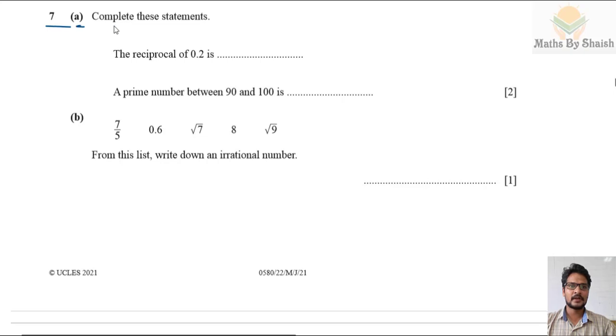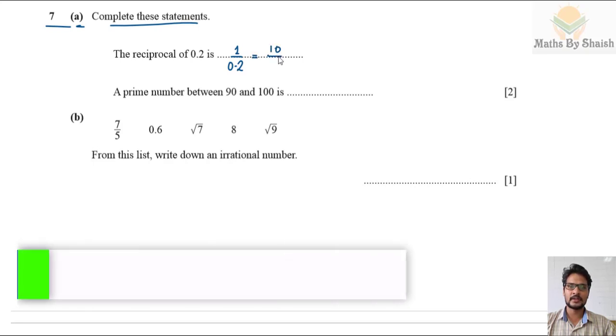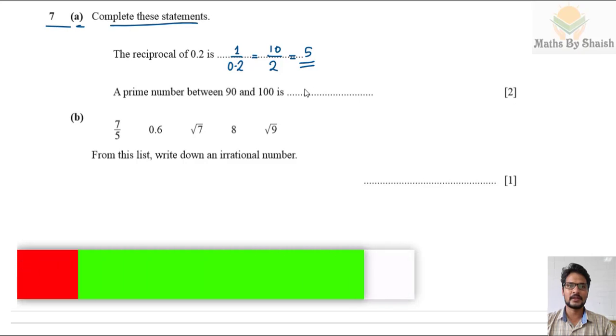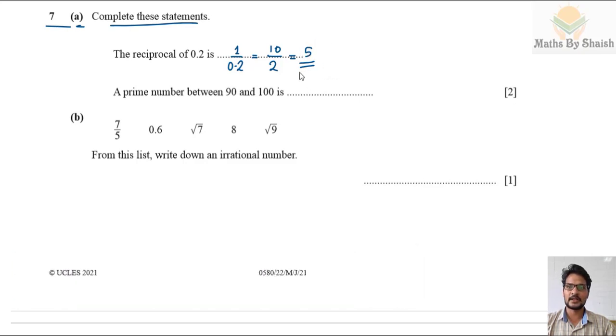7th, A part, complete these statements. The reciprocal of 0.2 is, reciprocal is 1 upon the number 0.2, and since it is a decimal, we make it 10 in the numerator and it becomes 10 by 2, which is 5. So 5 is the answer, or we can simply calculate from the calculator and get 5 directly.